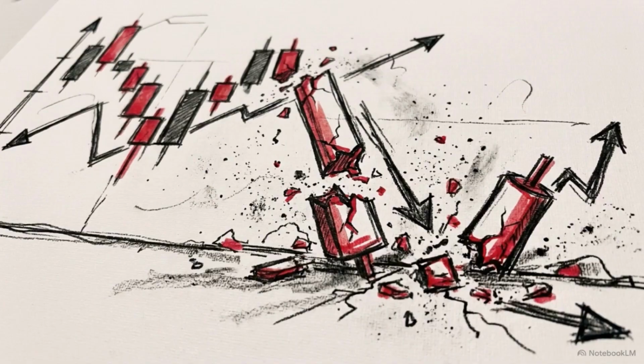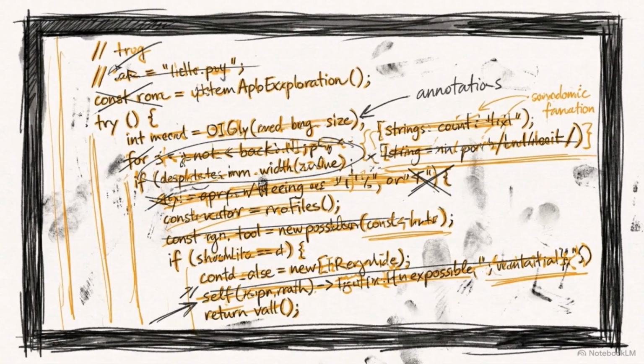To survive severe market volatility like the sharp, unpredictable crashes we saw throughout October, an algorithm requires real algorithmic plasticity. It needs the capacity to learn from its immediate environment and rewrite its own execution rules in real time.